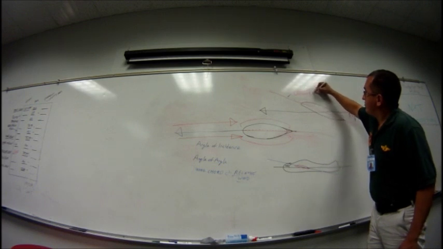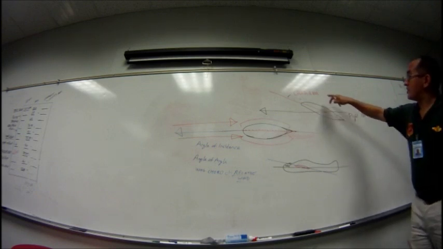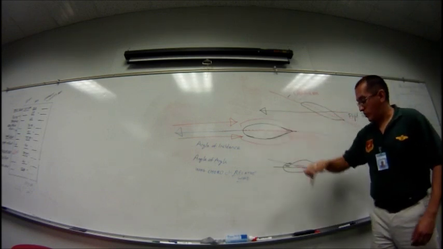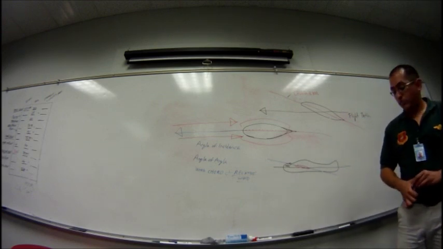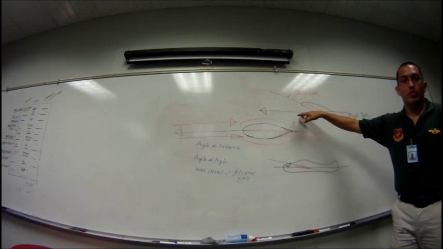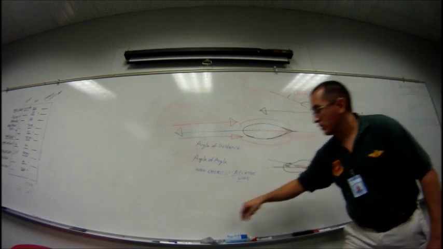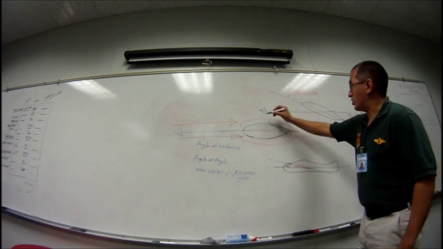Hopefully I didn't. Okay, so that's your flight path, that's your chord line. So your relative wind would be coming equal and opposite of your flight path. Your relative wind is going to be equal and opposite of what your flight path is. So you see how it starts changing up? So you got 3 different elements that you're having to work with here.